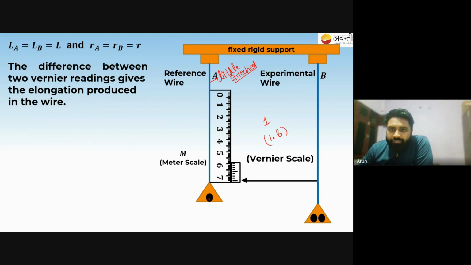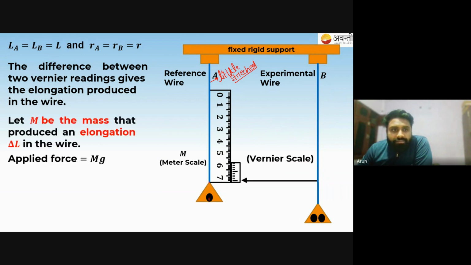So what we will do is take the difference of this, 1.8 minus 1. So 0.8 will be the elongation. Now, do you get this? If you have any kind of doubt, you can ask.